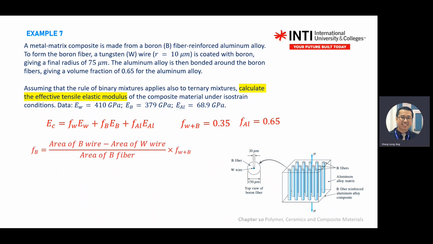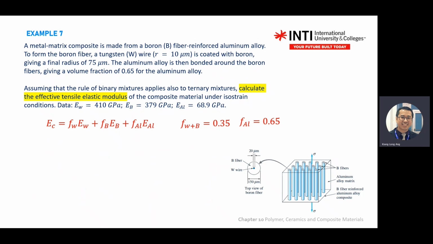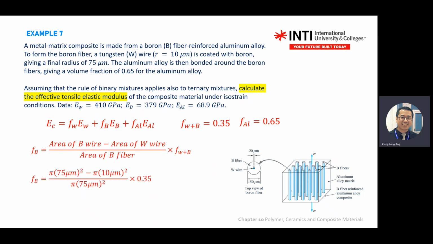Very, very small. Then the FB, actually FB, you just take this one minus this one. Okay, take this one minus this one. Or if you want to go for the long calculation, you can take area B minus area W divided by area B, also can. Okay, also can.